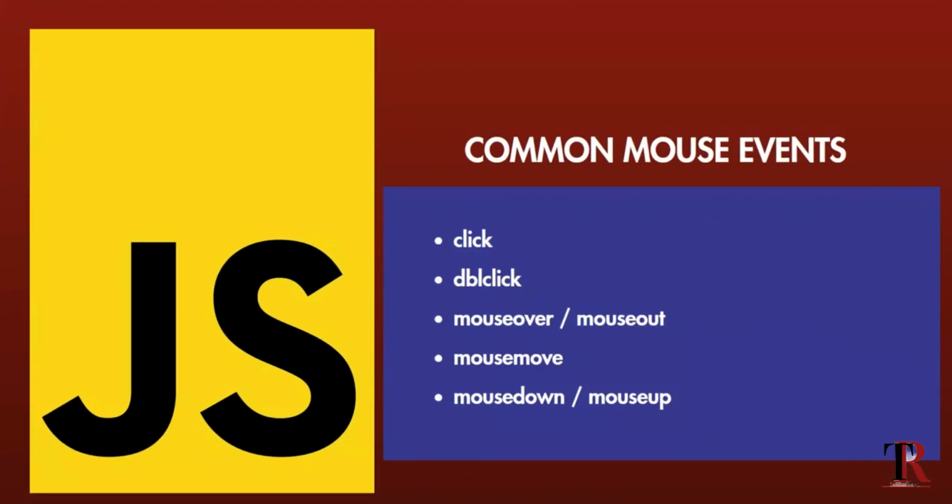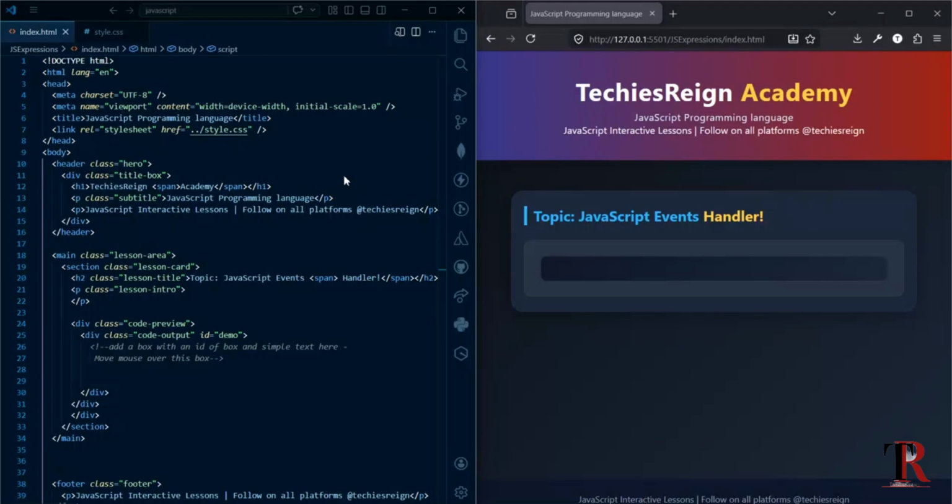Here are some common mouse events in JavaScript. We have click, double click, mouseover or mouseout, mousemove, mousedown or mouseup. All of these represent different mouse events in JavaScript. So here's my boilerplate code. Let's go ahead and make the mouseover event together.